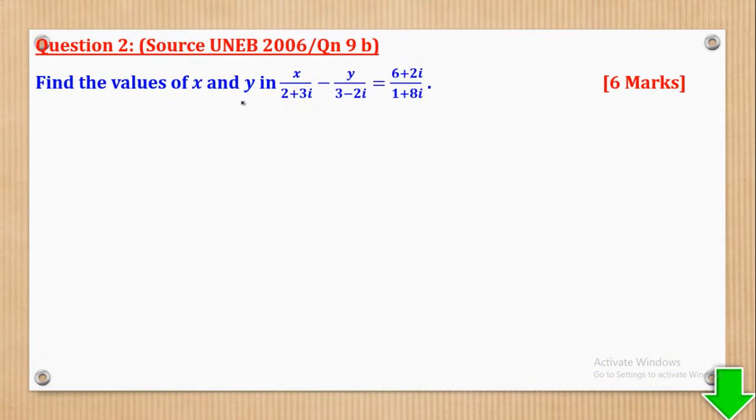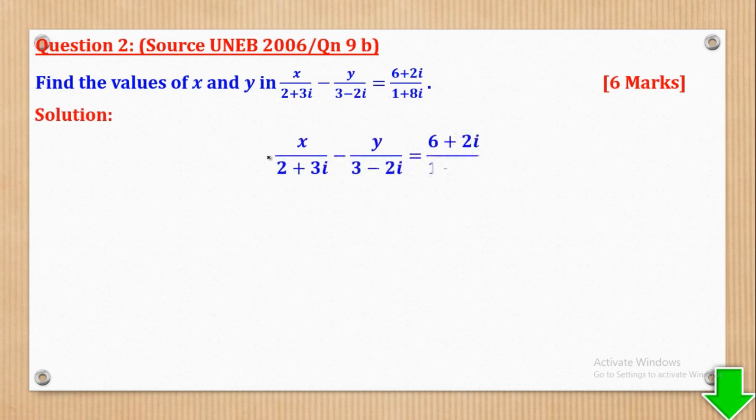So now we shall go to question 2. Question 2 came from UNEB 2006 paper 1 question 9b, and says, find the values of x and y in this expression. So still we shall do the same. Now on the left hand side there are 2 terms. So what we do, we shall first get the LCM.